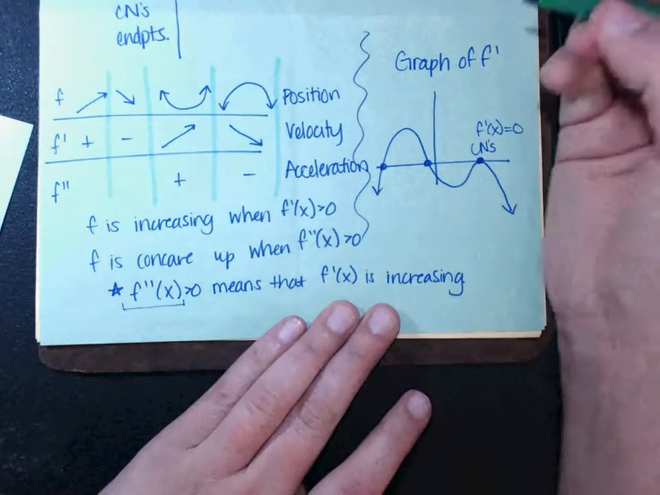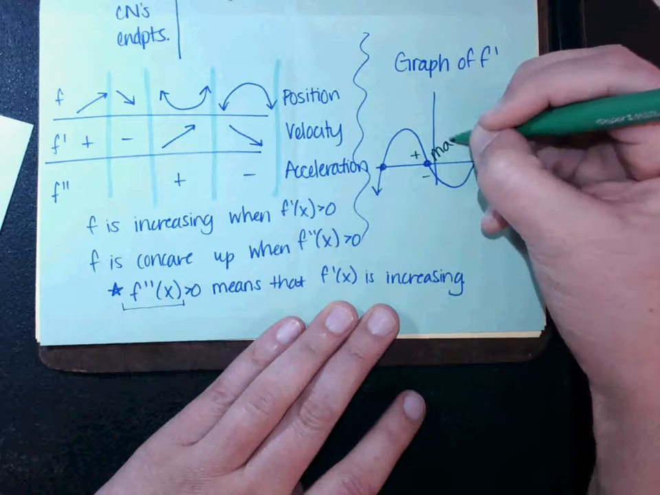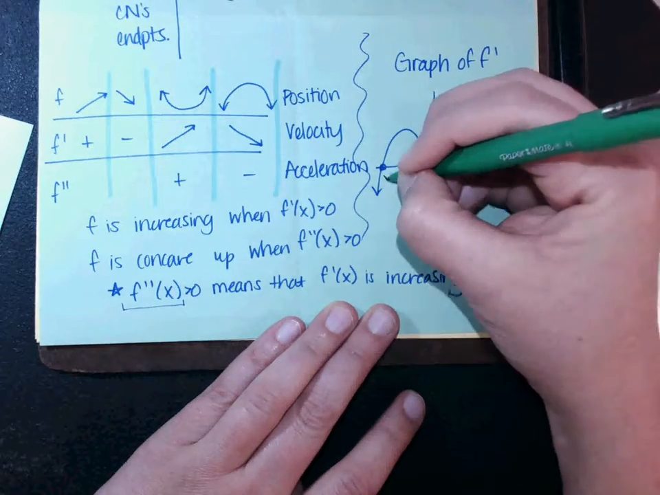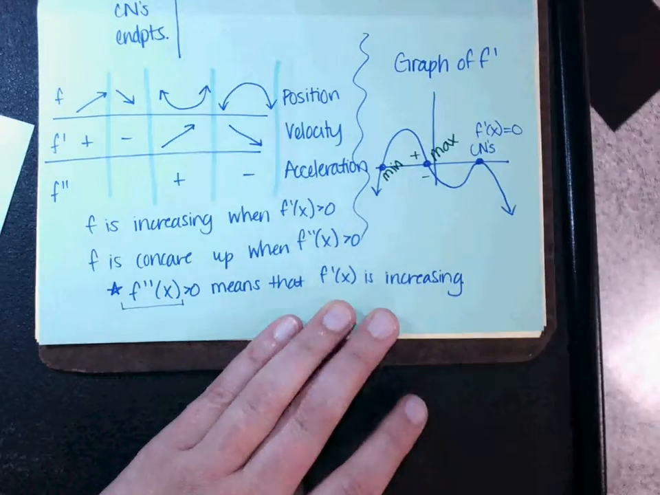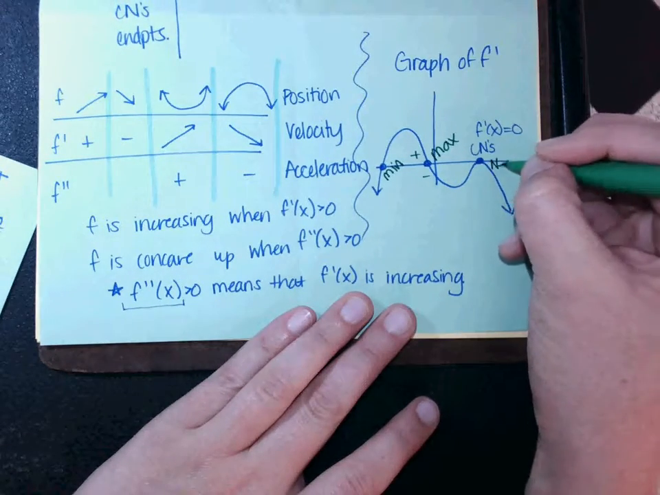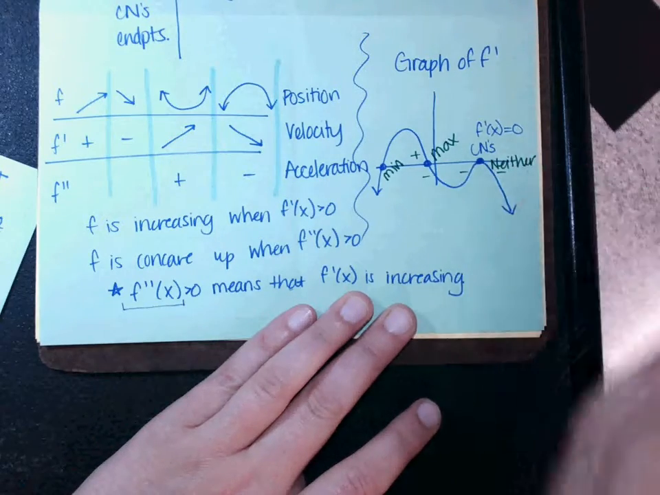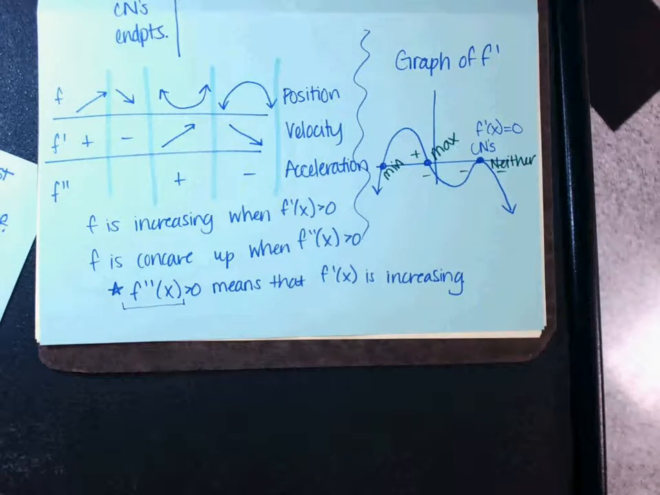Remember that a max occurs when your graph changes from above to below, so that would be a max. A min occurs when you change from negative to positive, which would mean below to above. Okay, this third one would be a neither. And remember that it's a neither because it's from negative to negative. It stays below the x-axis. That does not count as a sign change.